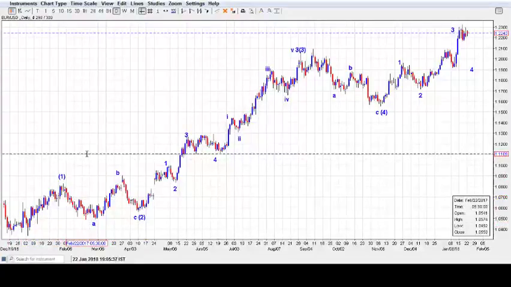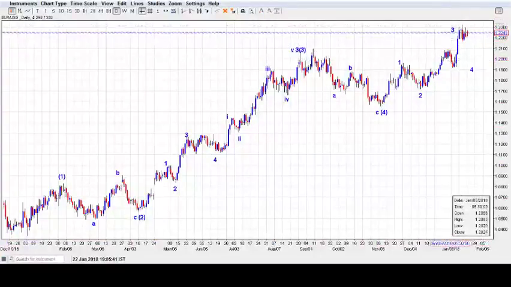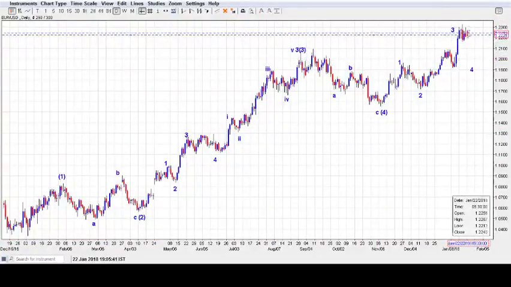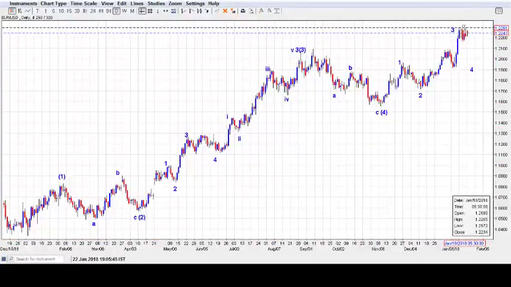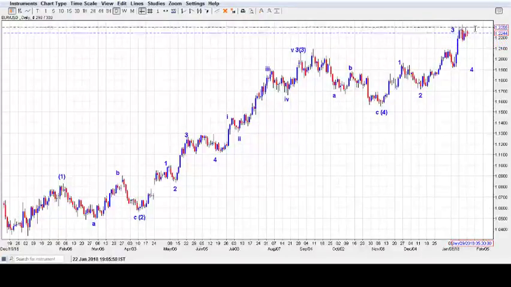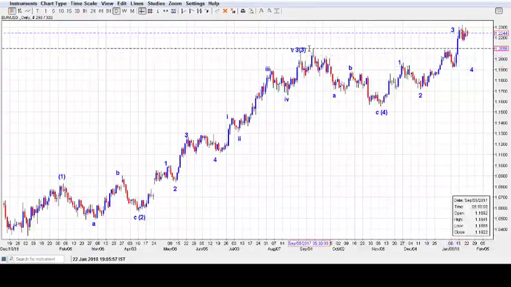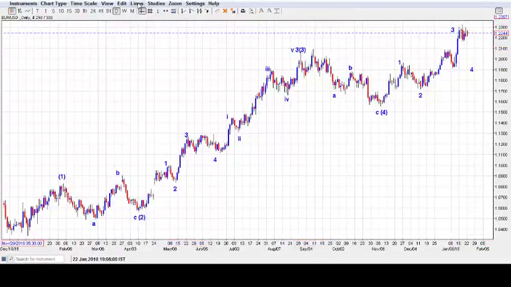Alright, so waves 1, 2, 3, 4 and 5, we are most probably into the fifth wave, and maybe we might have one more leg to go. Before that, high probability remains for a drop towards the 1930 handle. Alright, so let's be prepared for that.